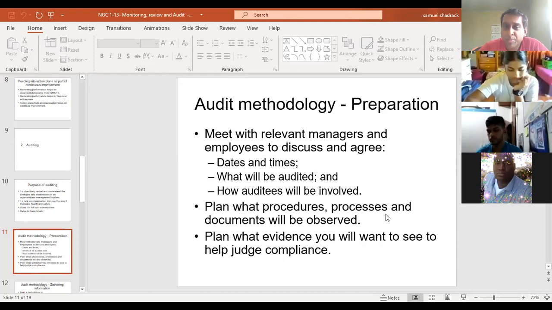So plan what procedures, processes, and documents will be observed. Plan what evidence you'd want to see to help judge compliance, and you need to tell them that. Well, you need to know that beforehand too. For example, if you were looking at inspection records, and you had in mind that they were not doing inspection records for the forklift, you would want to ask for specifically the inspection records for the forklift. So even though it may be a bit fabricated, that's just the nature of it. When people know auditors are coming in, they do prepare. That's just how it is. The point is that the documents are being done anyway.